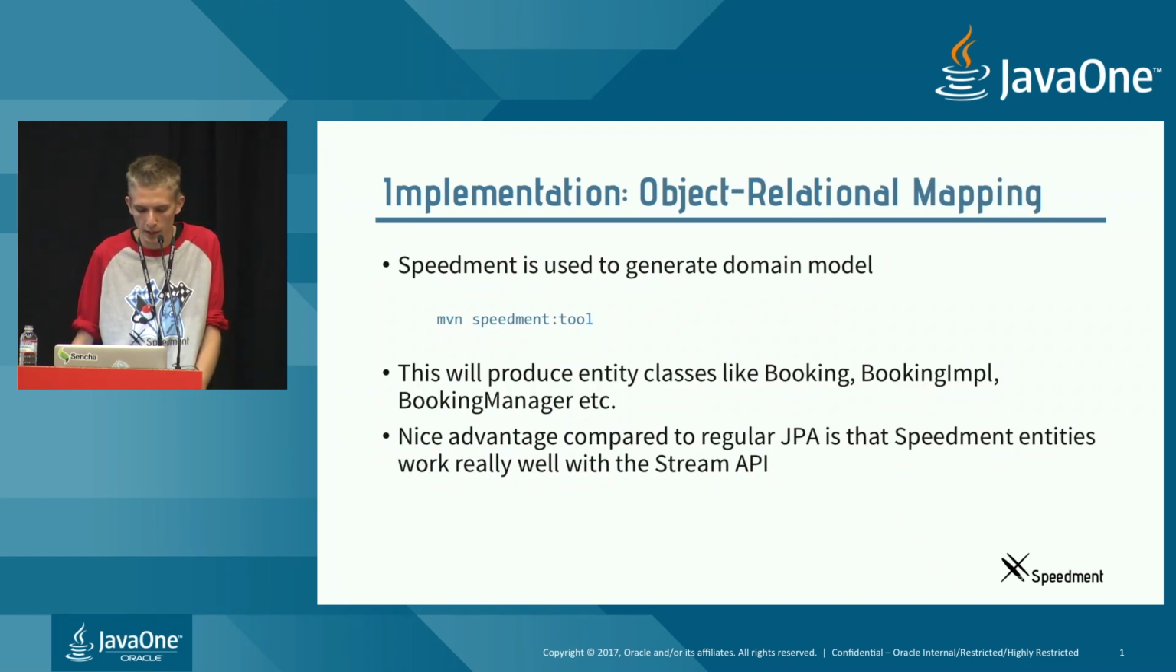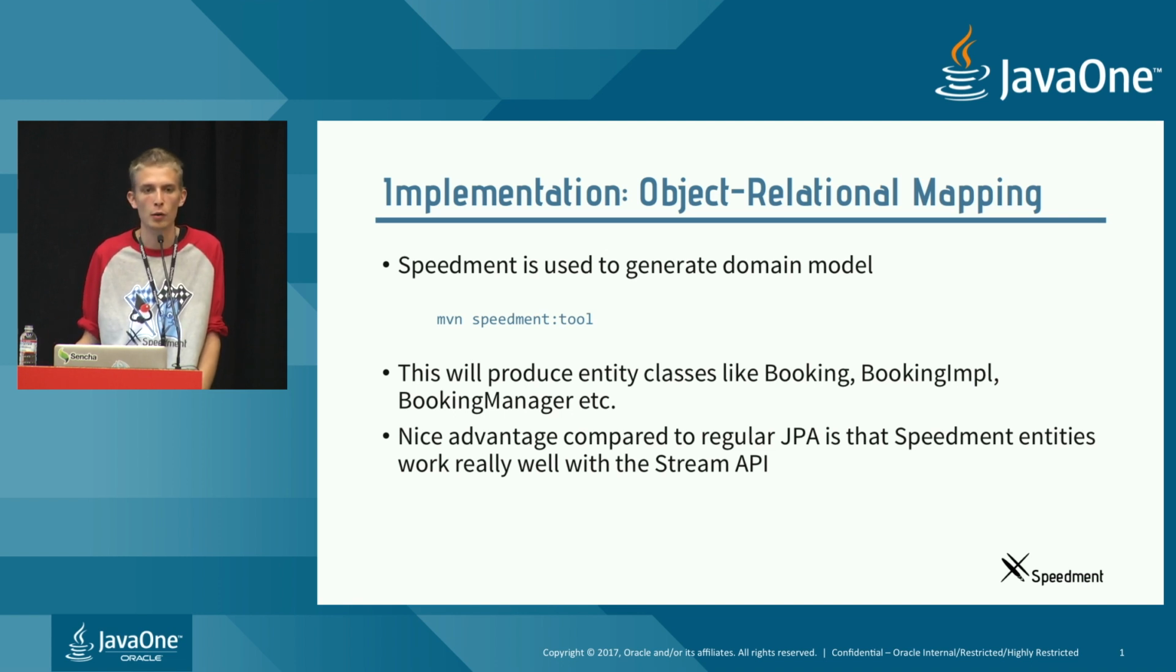So for implementing the relational mapping, we use Speedment, which makes it really easy. You just run a single Maven goal and it will generate all of the classes that you need. It's the Maven Speedment tool. I had two talks earlier on this, so I'm not going to go into any details here. But the short version is that Speedment generates booking implementation, booking managers, and so on.